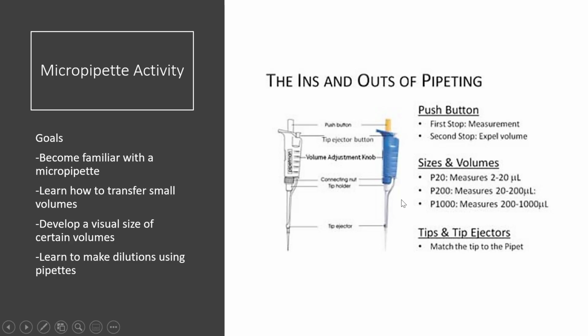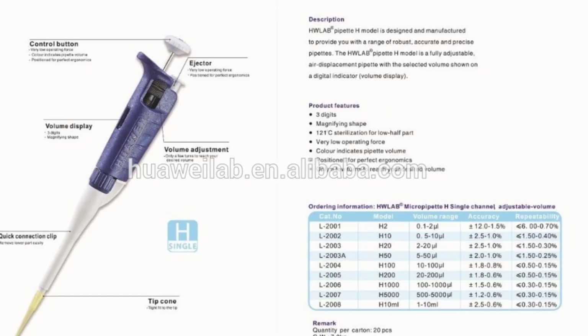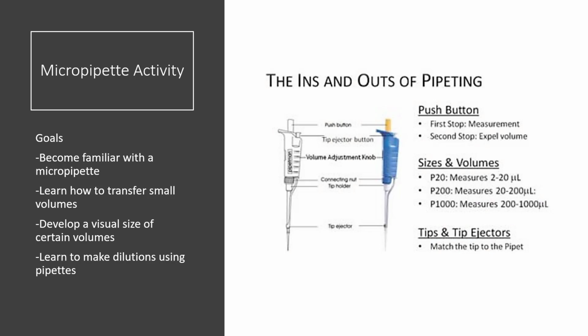Okay, and then once you want to dispense your liquid, you just enter it into whatever you want to place it into, and then you push the push button. You push the push button all the way to the first stop, and then you're going to feel some resistance, and then you push it even harder, and it's going to go down a little bit more, and that's going to be the second stop, and that's going to expel the rest of the volume. So you're just pushing air through to basically get rid of anything that's left behind.